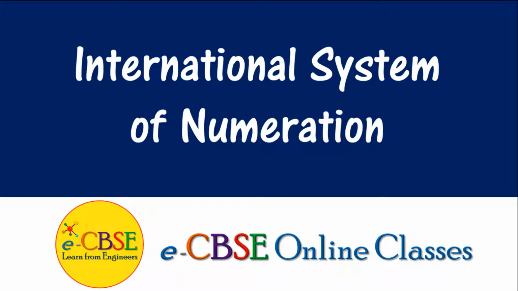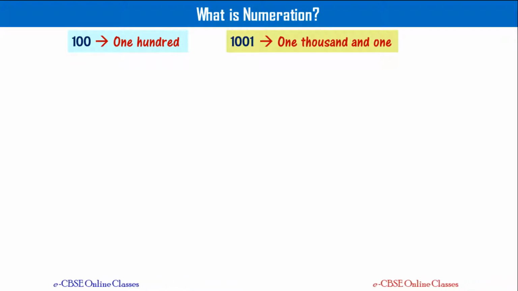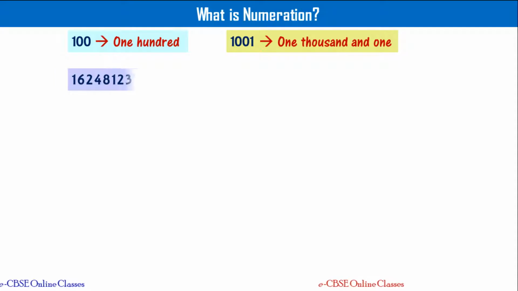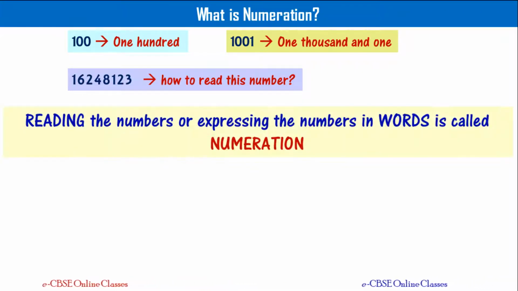Let's learn about International System of Numeration. We know that this number is 100 and this number is read as 1001. If you are given a number, it is a collection of digits 1, 6, 2, 4, 8, 1, 2, 3. How to read this number is a question. Reading the numbers or expressing the numbers in words is called numeration.